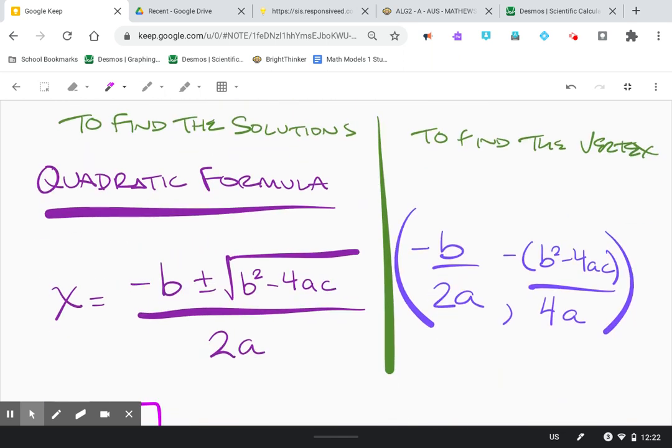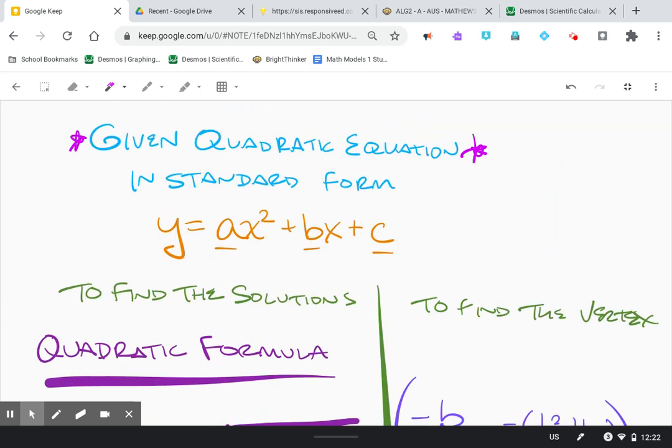In your notes, I've got the quadratic formula itself, which is what you use to find the solutions. And I also have the formula you can use with a, b, and c to find the vertex of a quadratic. So really this is all about using these formulas, given a standard form equation, plugging everything in and getting to these different answers.